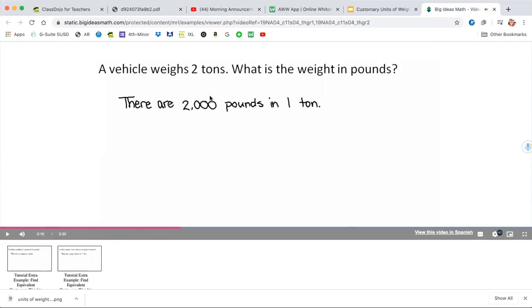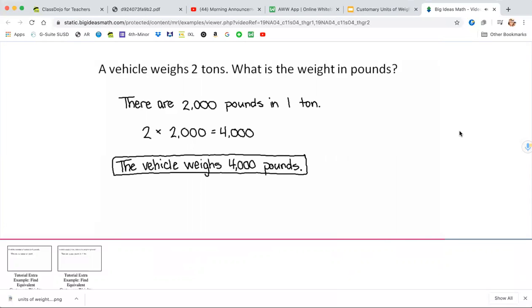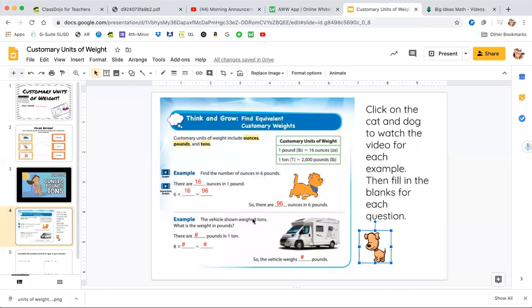So I'm going to pause it really fast. That's really important because we know that if we have 2 tons, we're going to be doing 2,000 plus 2,000. Or we're going to do 2,000 multiplied by the 2 tons to figure out how many pounds we have. Multiply 2,000 by 2 to find the weight in pounds. 2 times 2,000 equals 4,000. So the vehicle weighs 4,000 pounds. And that's that video.